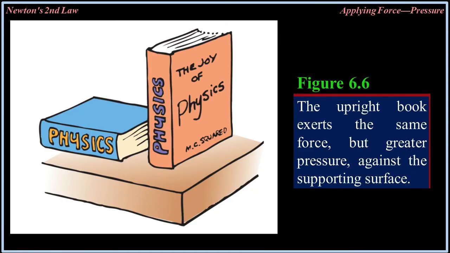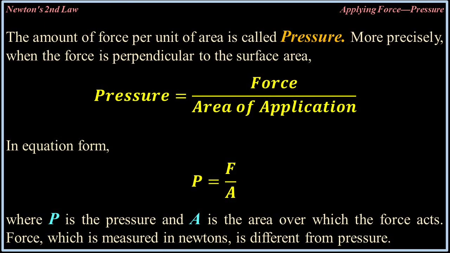Figure 6.6. The upright book exerts the same force, but greater pressure against the supporting surface. The amount of force per unit area is called pressure. More precisely, when the force is perpendicular to the surface area. Pressure equals force divided by area of application. In equation form, P equals F over A, where P is the pressure and A is the area over which the force acts. Force, which is measured in newtons, is different from pressure.